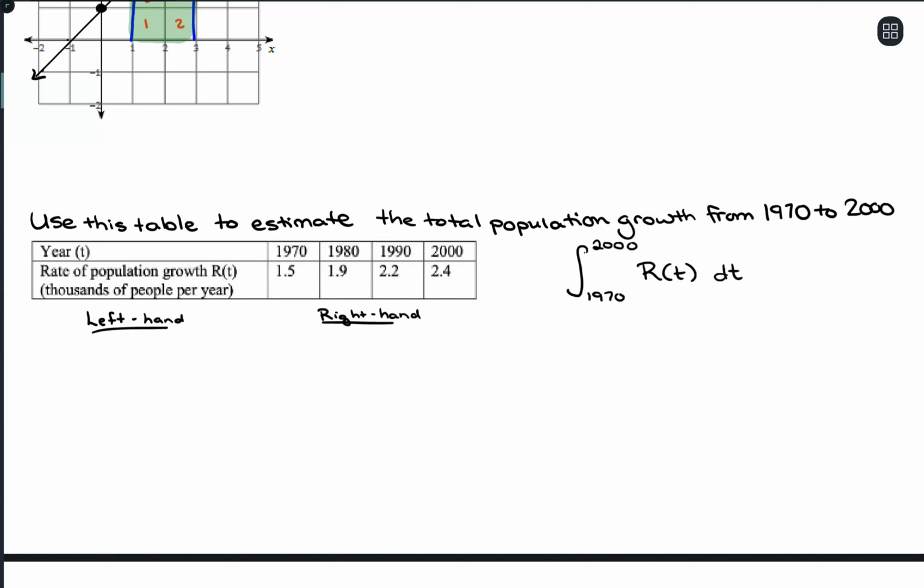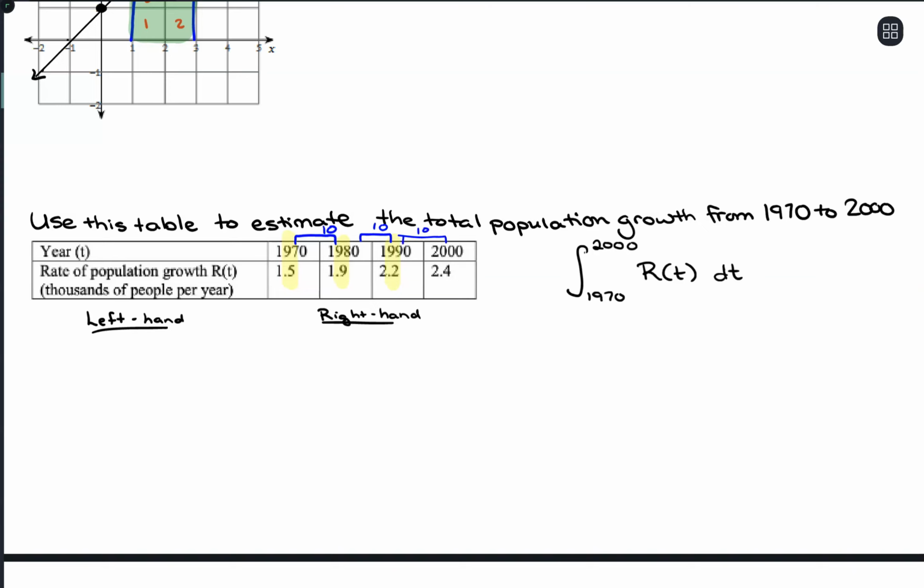Okay, so for the left-hand one, our first value comes from the beginning. So we're going to use 1970, 1980, and 1990. I need to know my change in x, so going from 1970 to 1980 is a change of 10. Same thing from 1980 to 1990, and to 2000, always changing by 10.